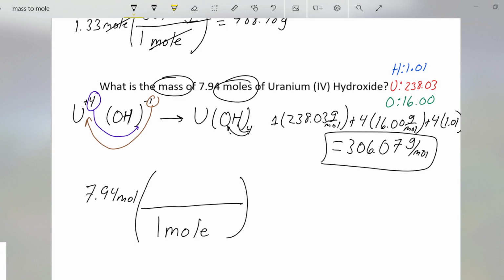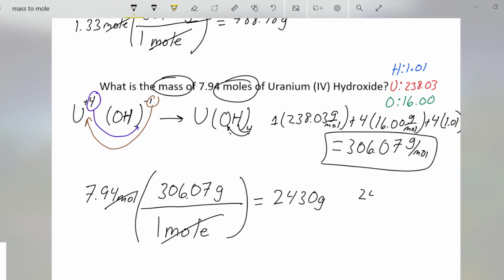On Mass Island, or to get to Mass Island, we'll take our boat, but we need to have all of our stuff ready for Mass Island, so it needs to be up deck, or up on the top deck, where we can reach it, and that is our 306.07 grams. My moles will cancel, and when I do this multiplication, I get 2,430 grams of this uranium 4 hydroxide. So 2,430 grams is 7.94 moles.